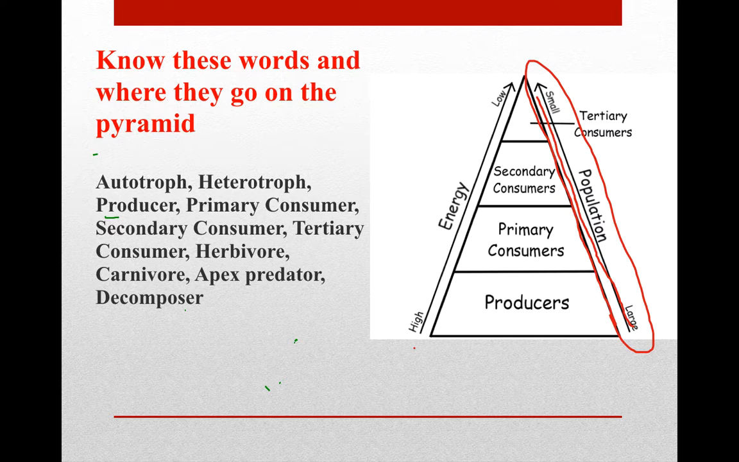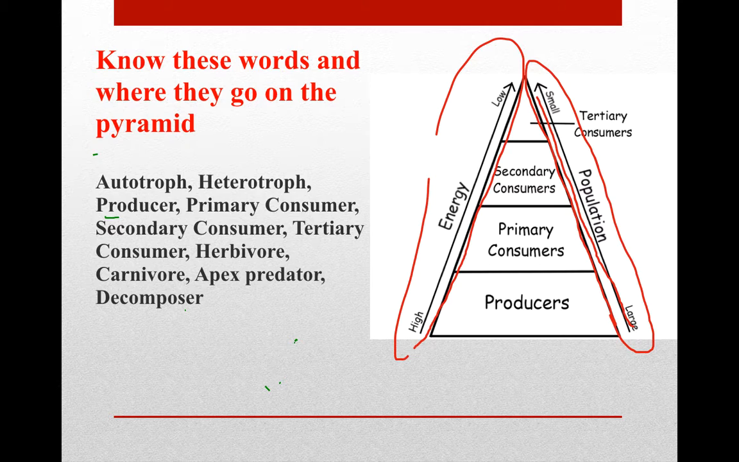And the energy goes from high to low. So plants are a producer. They have more energy and there's a greater population of plants than maybe a secondary consumer like an eagle, which would get less energy each time energy is passed along, and we just don't have as many eagles as we have producers. So know these words and where they go on the pyramid.